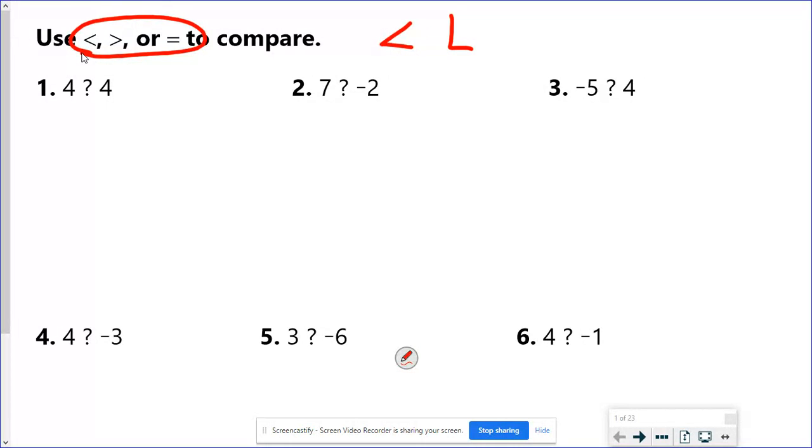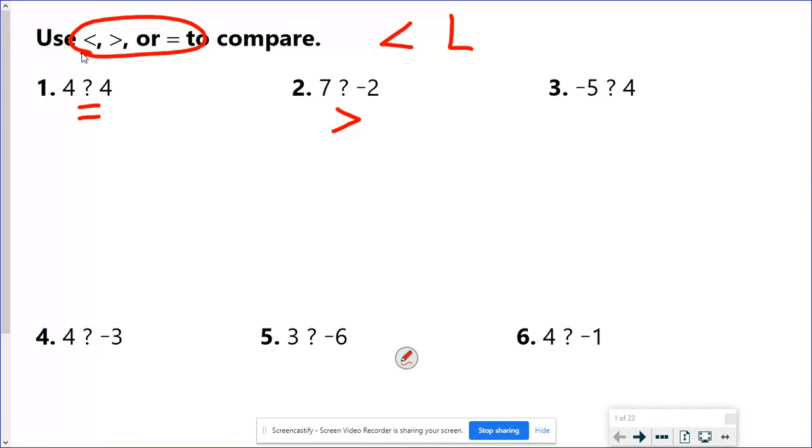Number one, though, those two are clearly the same. We would use an equal sign between them. And number two, a positive number is always bigger than a negative number. So this is the symbol that we would use. This is a greater than. Clearly, it's not the less than. And remember, I know it sounds kind of elementary, but the alligator wants to eat the bigger number. So that alligator would want to eat the 7 instead of the -2.